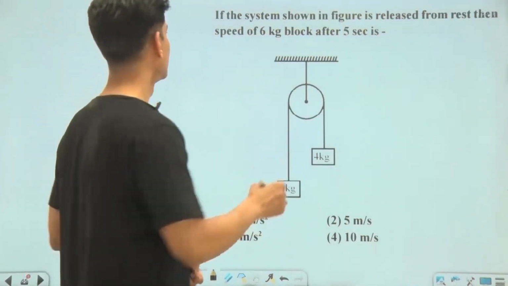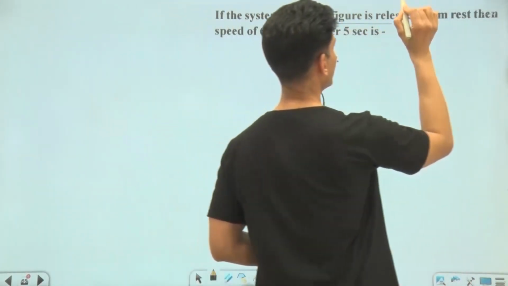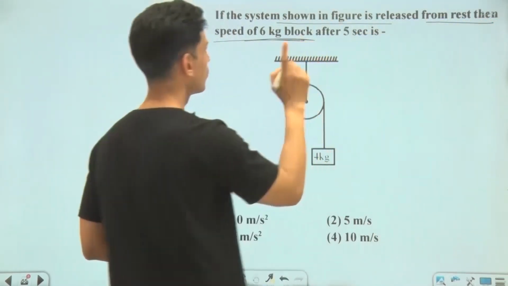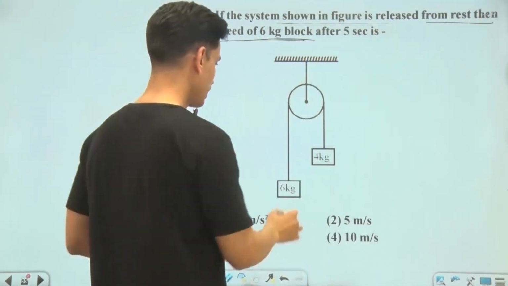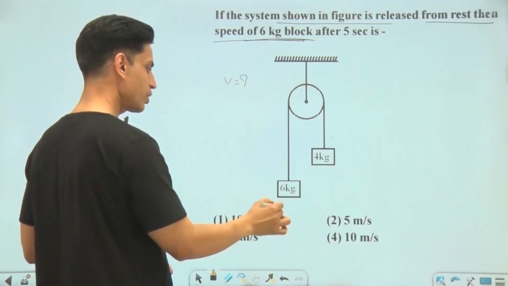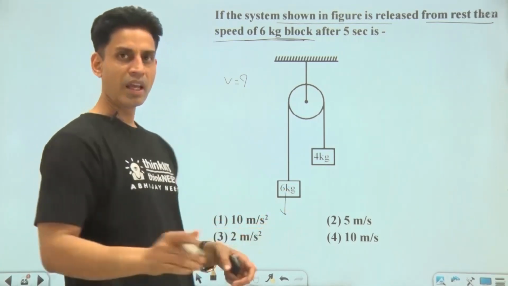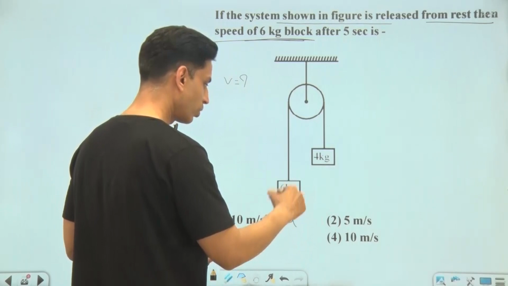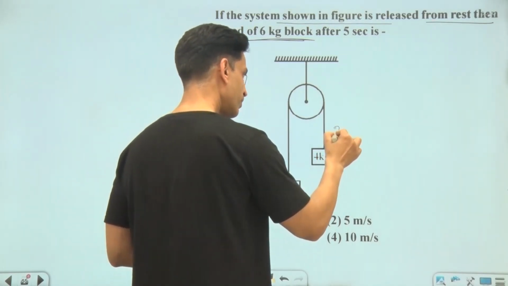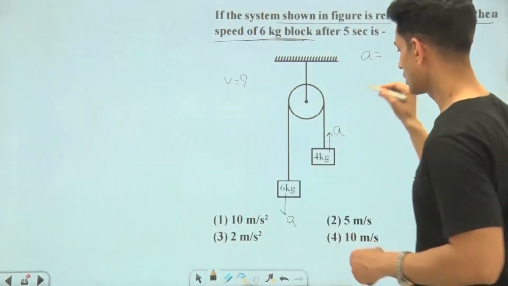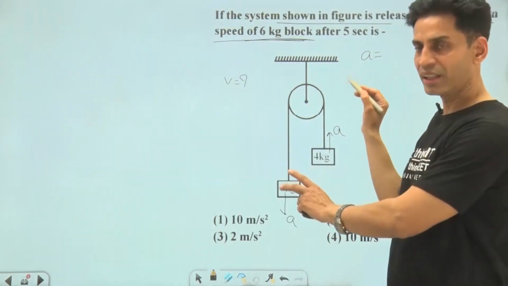Moving to the next one. If the system shown in the figure is released from rest, then what is the speed of the 6 kilogram block after 5 seconds? We have to calculate the velocity. First we calculate the acceleration. As you release the system, this will go down with acceleration a and this will go up with acceleration a.